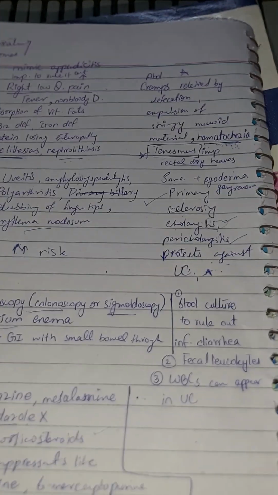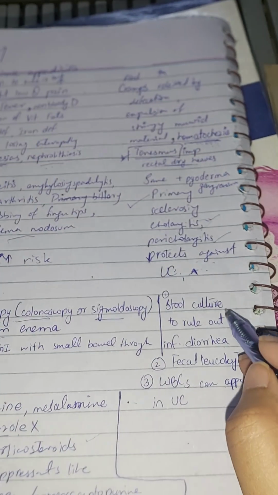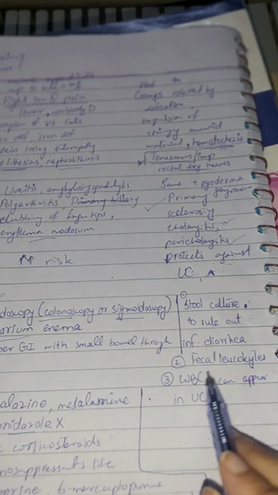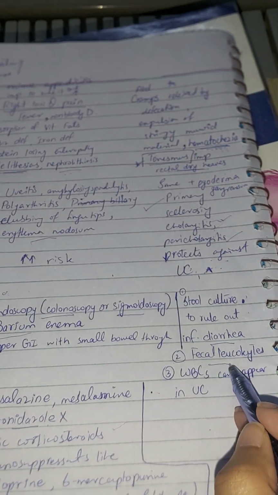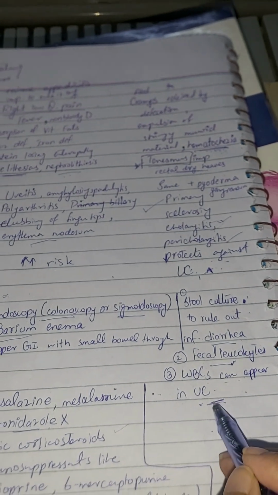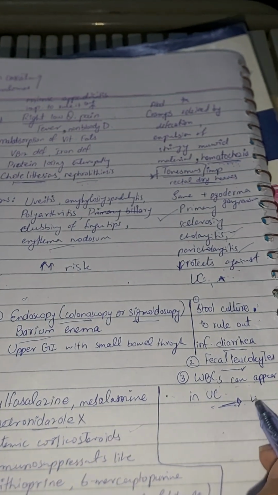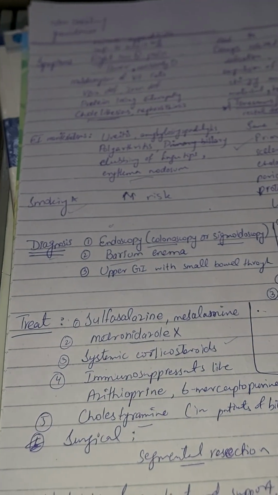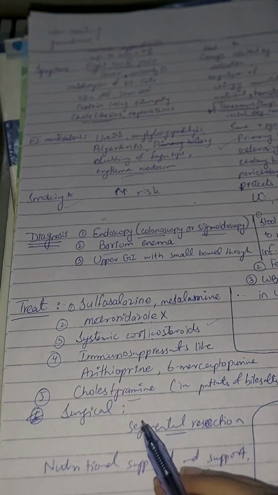Now come to the diagnosis of ulcerative colitis. Number one is the stool culture. We will take the stool culture of the suspected patient to rule out infectious diarrhea. There is an abundant fecal leukocyte count, and WBCs also appear in ulcerative colitis. On this basis, we will diagnose the patient. Now treatment is the same as in Crohn's disease: immunosuppressants, corticosteroids, and sulfasalazine are given.